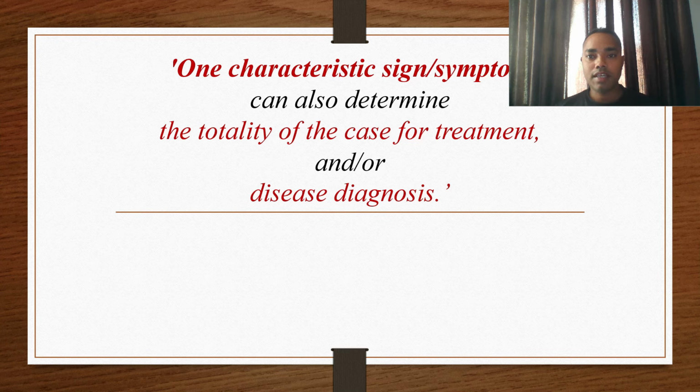And one characteristic sign or symptom can also determine the totality of the case for treatment and disease diagnosis, because there is no difference in homeopathic approach and allopathic approach. In both medical fields, we are following this method of characteristic, just our way is different. How? We are following characteristic signs or symptoms for the selection of the remedy, and they are following it in allopathy for the disease diagnosis. The tool is one, but our way is different.